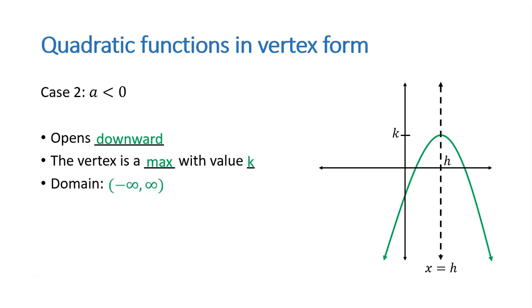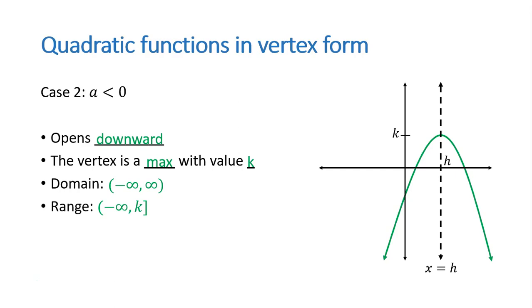The domain here is also going to be all real numbers. So you can actually take it to the bank that any quadratic function in any form, any shape whatsoever, is always going to have a domain of all real numbers. We can plug in any number we want and get an output. Here the range is going to be negative infinity to k. So notice if we project this graph onto the y-axis, we have all the values less than k covered, but any value above k is not going to be included in the range. So our range is negative infinity to k.